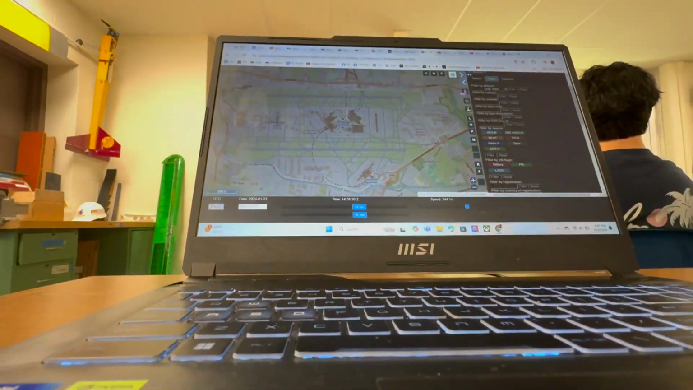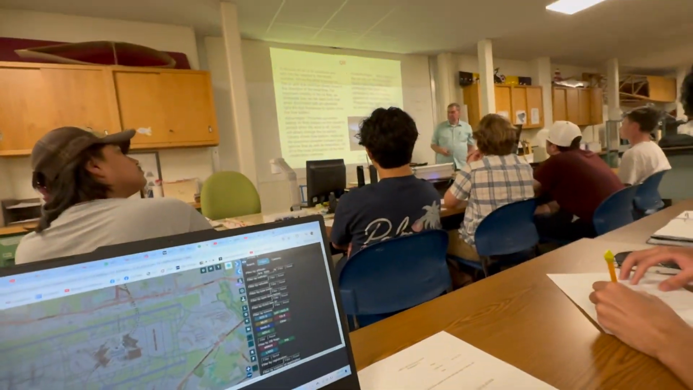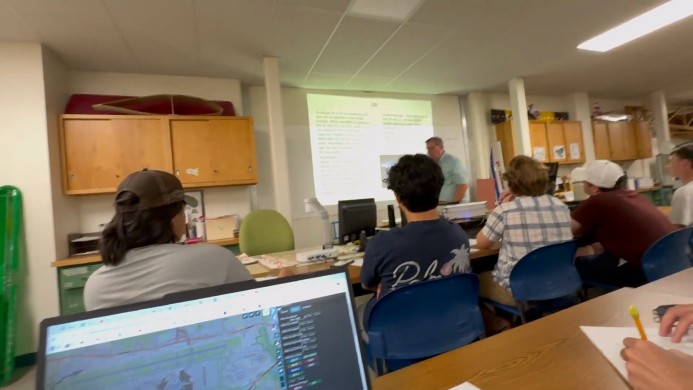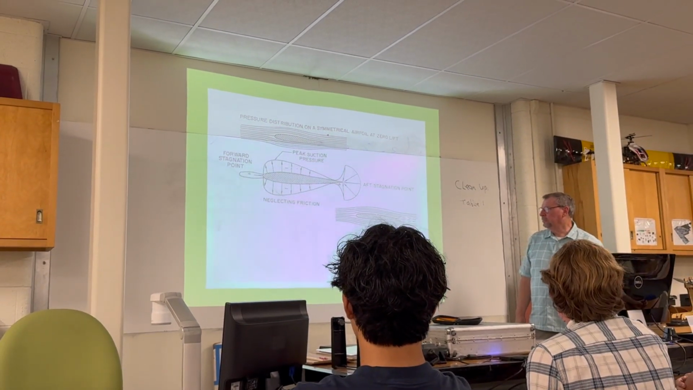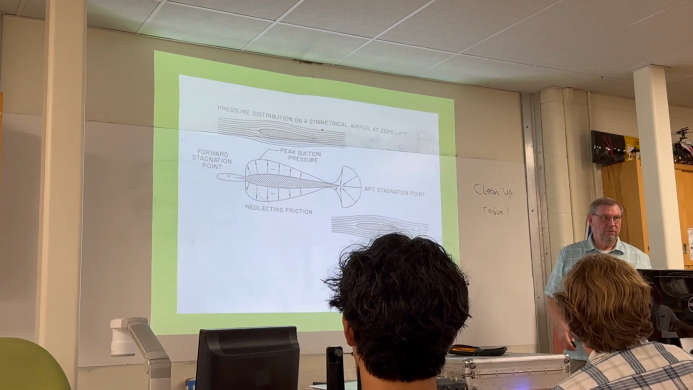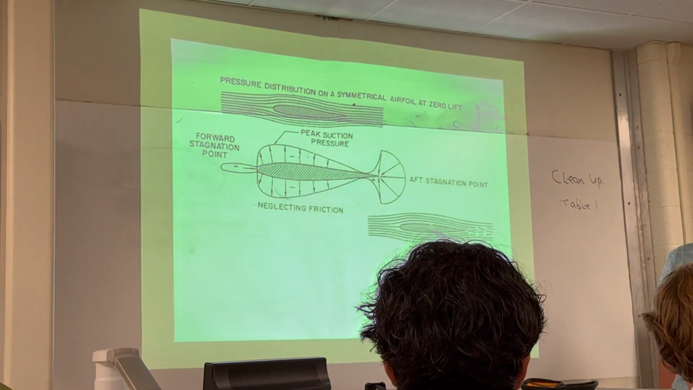Here's another way to do it. You put oil on the leading edge of the airfoil, and then go fly it and come back and look at the oil. That's why you don't fly airliners upside down.